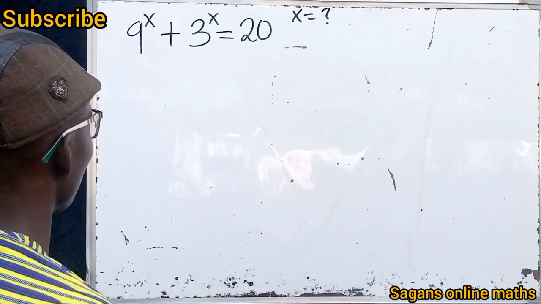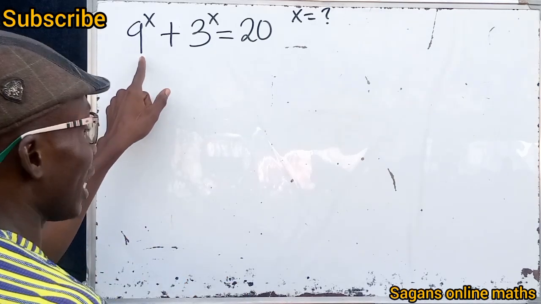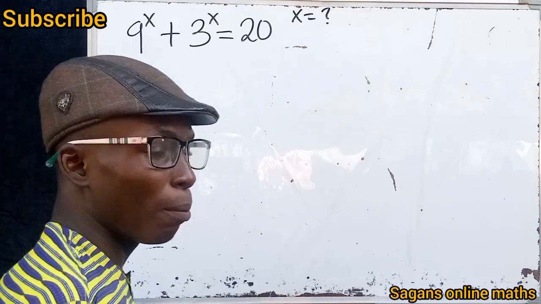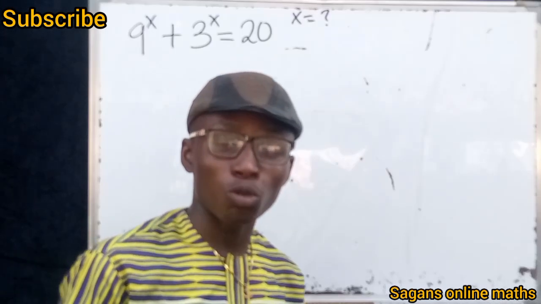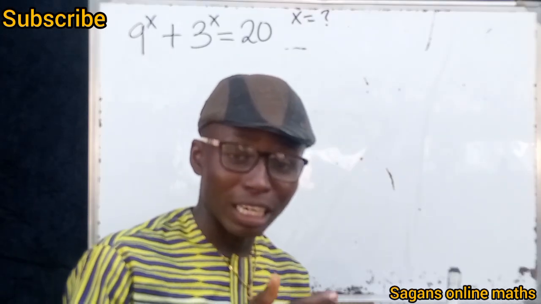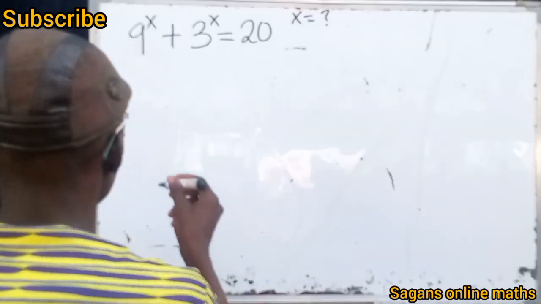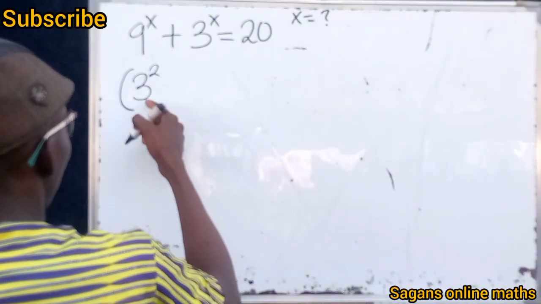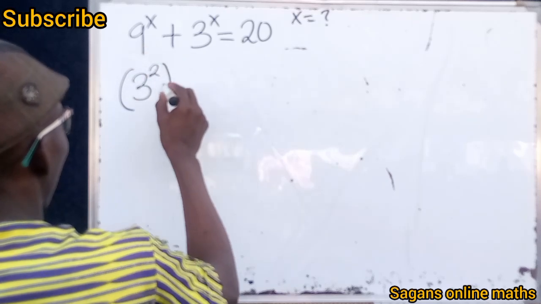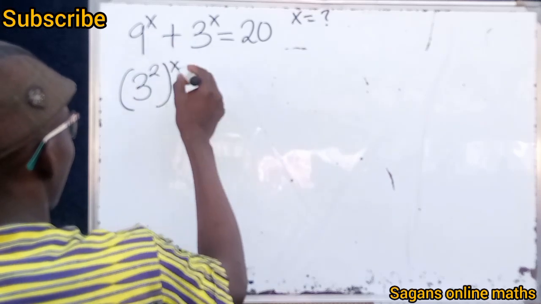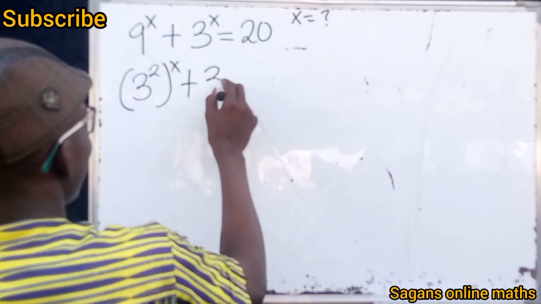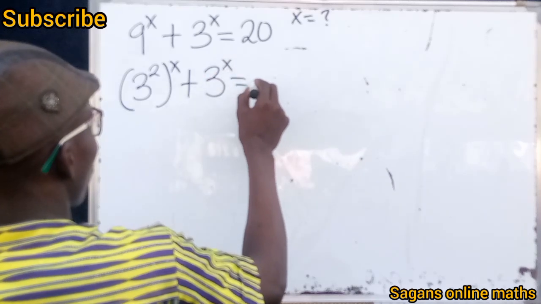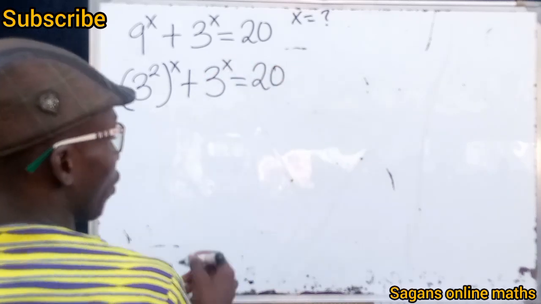Our first step is to concentrate on 9. Let's put 9 in index form. Remember that 3 raised to the power of 2 simply means 9, because 3 times 3 is 9. Now we're going to have 3 raised to the power of 2, because 3 raised to the power of 2 is 9, all raised to the power of x, because x was the exponent, plus 3 raised to the power of x equals 20. That's our first step.